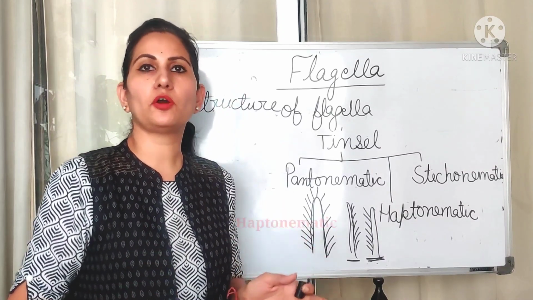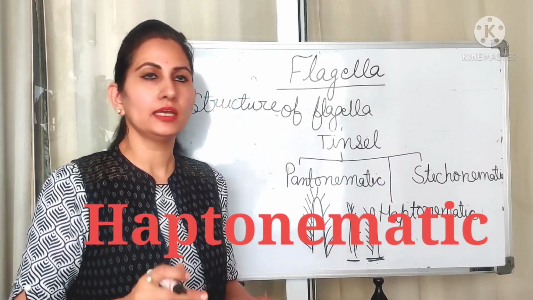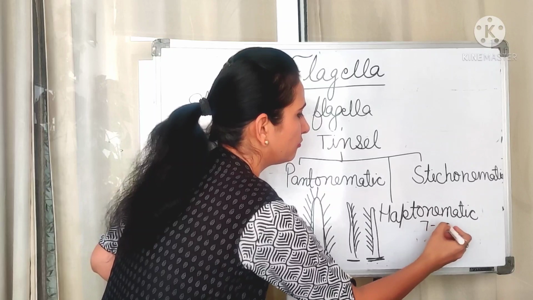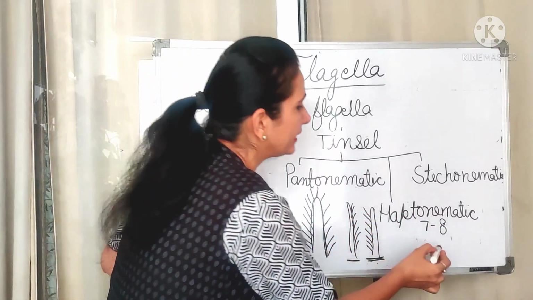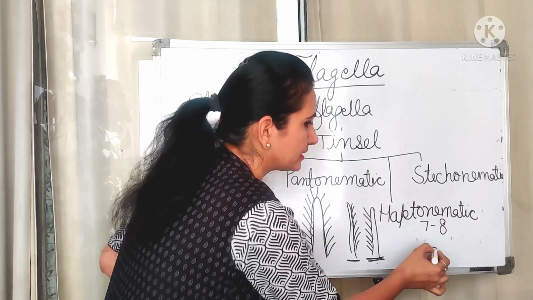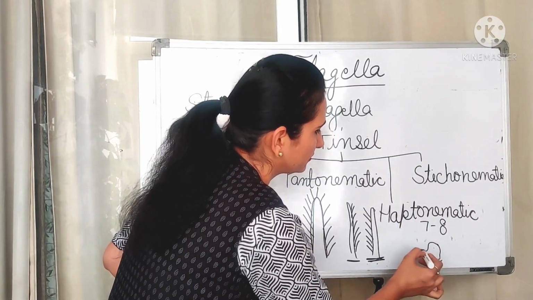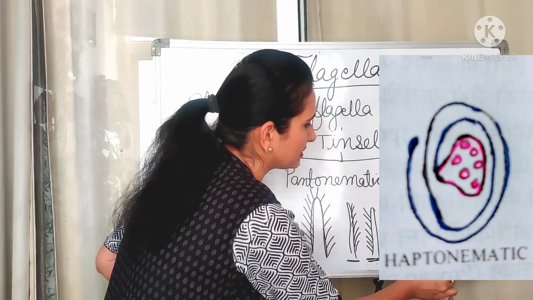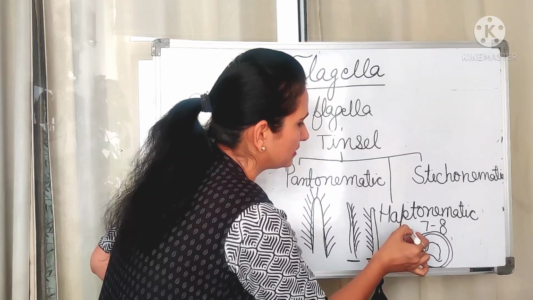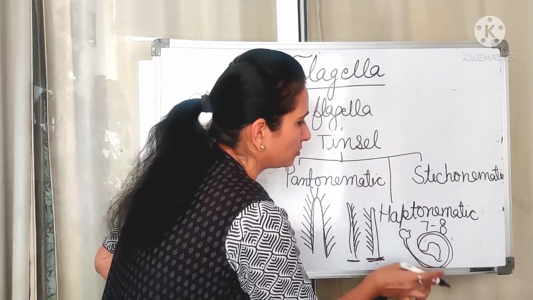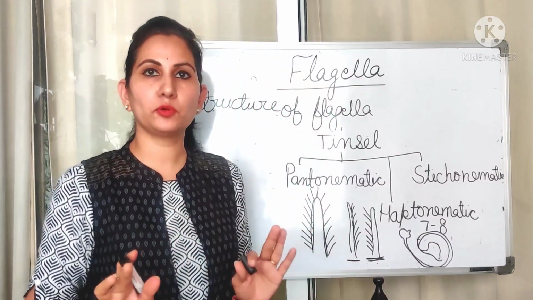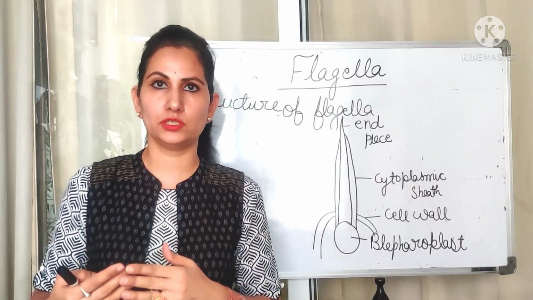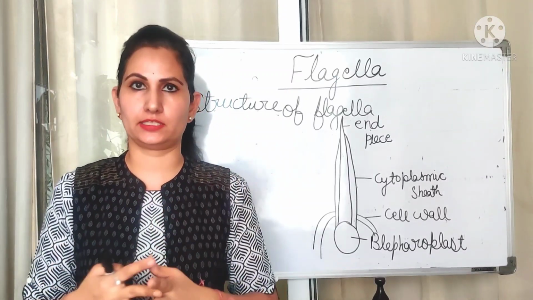On the other hand, if we talk about haptonematic type of flagella, they are different from both of them. It has only 7 to 8 flimmers present on it, and its anterior portion is swollen, and such kind of flagella, I am drawing it, can be seen as a coiled structure. So it is a coiled structure, and its anterior portion is somehow swollen. Such types of flagella are known as haptonematic flagella. Haptonematic flagella act as the receptor portion or the attachment site, okay.